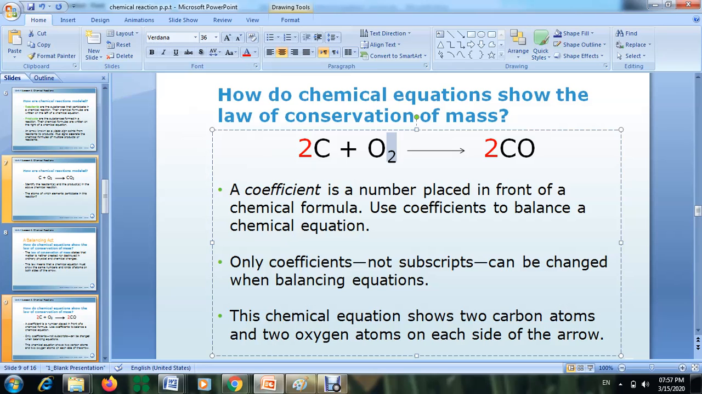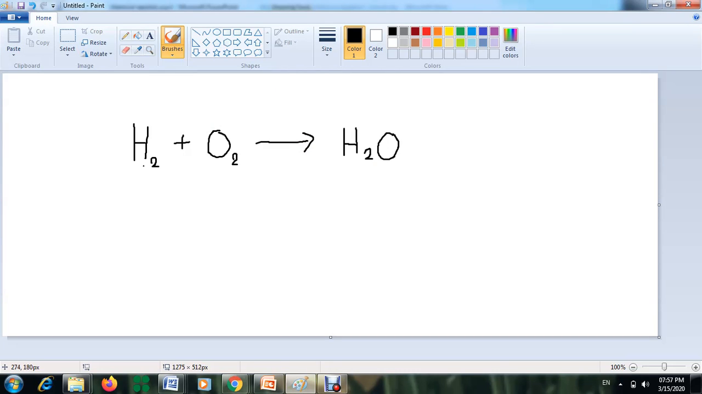Now we're going to learn step by step how to balance a chemical equation. Look at this example. Here you have H2, hydrogen, plus O2, oxygen, the arrow, then the product is H2O. To know if this equation is balanced or not, let's look at each element at each side. Let's look at hydrogen first. How many hydrogen atoms do we have here in the reactant? As you see, we have only 2 hydrogen atoms.